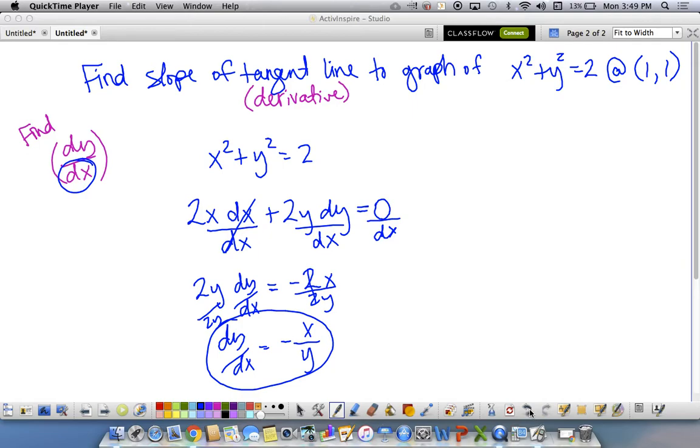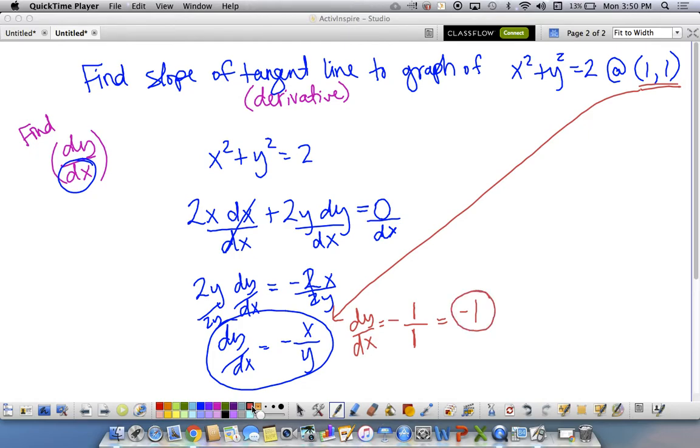But now I have a point. So now this is going to come into play. After we found the derivative, we're going to plug in, right here, a point of (1, 1). So x is 1, y is 1. So dy/dx at the point (1, 1) will simply be negative 1. Okay? What's the slope of the line at the point (1, 1)? The answer is negative 1. That's the slope of the line.